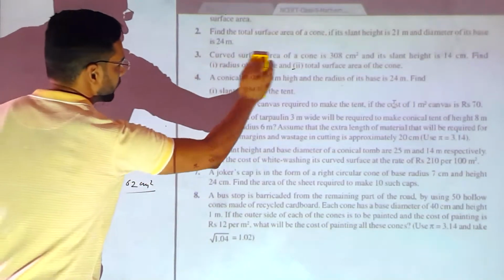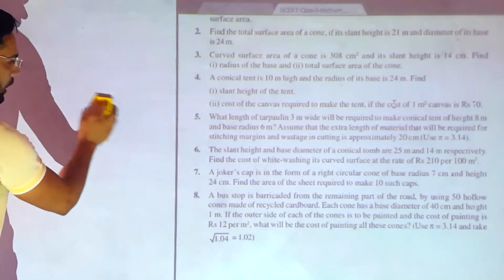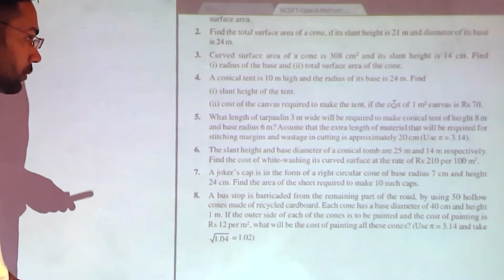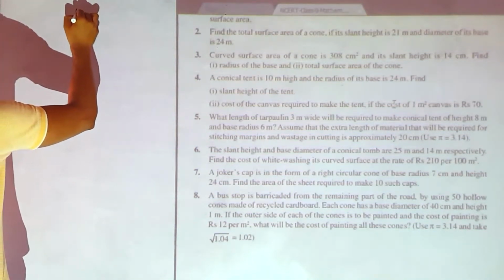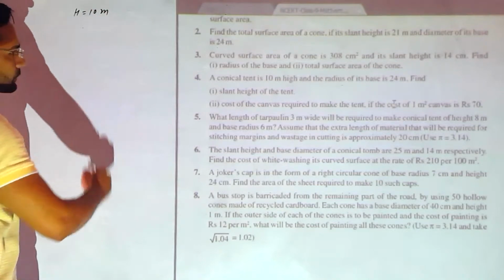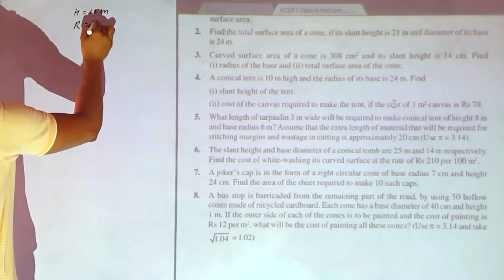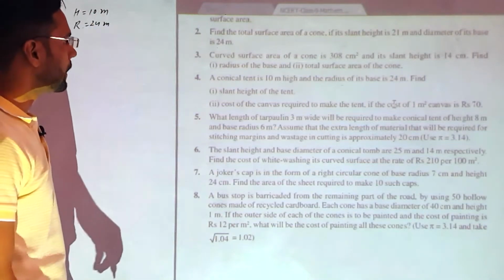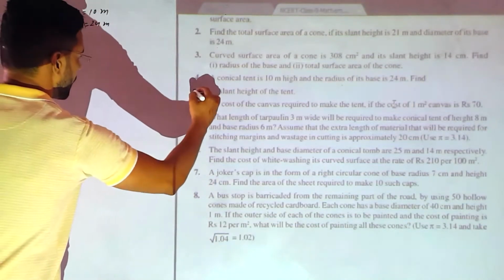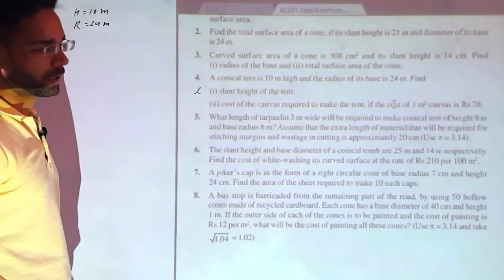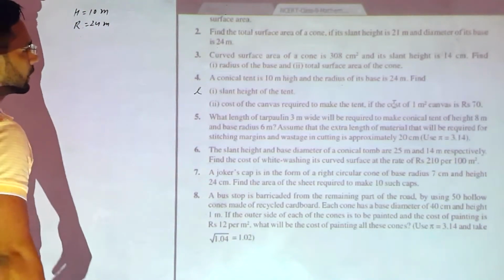The conical tent is 10 meter high, means H is 10 meter. And the radius of its base is 24, means R is equal to 24 meter. Find slant height, means L. Slant height.